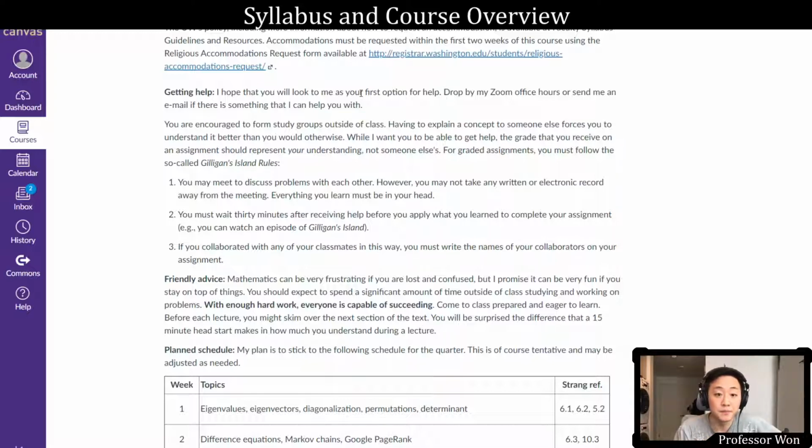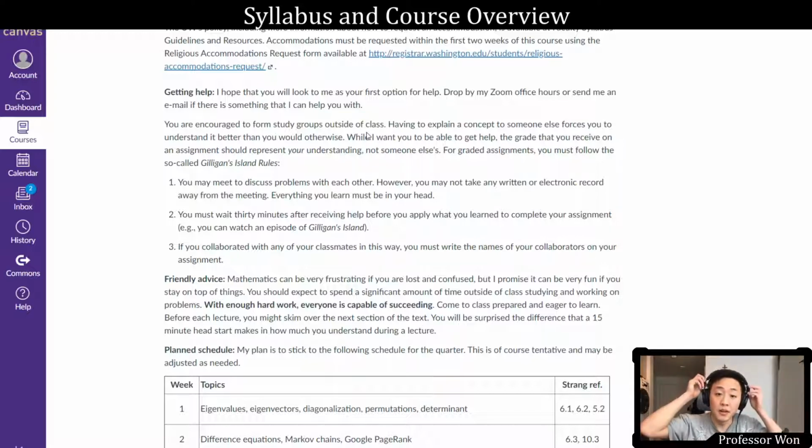As far as forming study groups with one another, I encourage you to do that because if you have to explain something to somebody else, you can learn it a lot better. You can bounce ideas off of one another. Generally, if you use study groups correctly, you can learn a lot more than trying to go it on your own. Okay, but big caveat here. The grade that you receive on an assignment needs to represent your understanding of the material and not somebody else's.